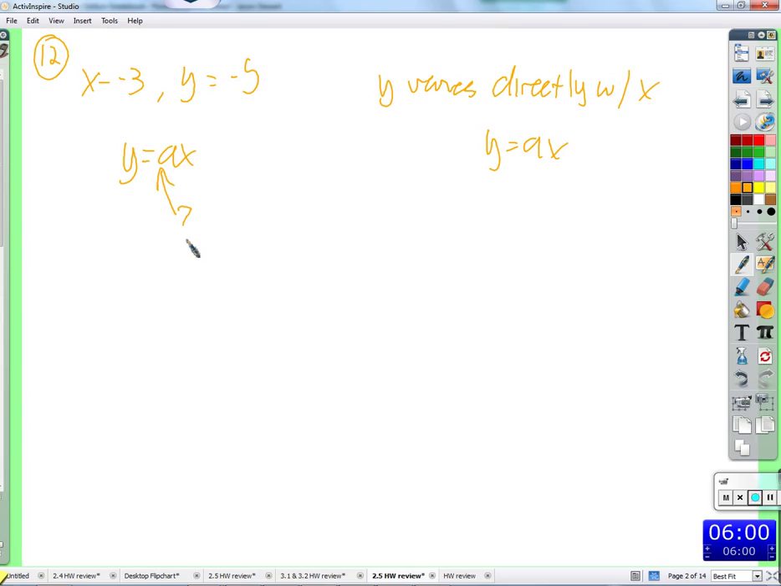What we want to figure out is, what's a? We want to just write down y equals like 5x. We don't want that equation. Can we figure that a out? Divide by negative 3, a is positive 5/3. But we're not done, because it's asking for the equation. And that's y equals 5/3 times x. And that is all.